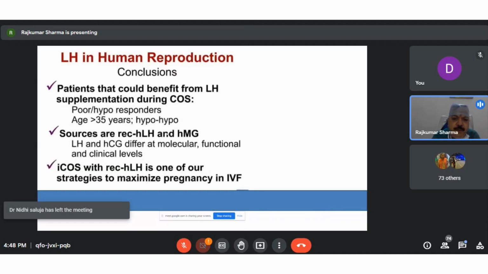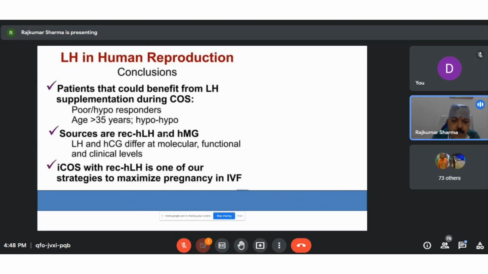So the patients who could benefit from LH supplementation during the stimulation are the poor or the hyper-responders, or patients who are more than 35 years, or patients who have hypogonadotropic hypogonadism. And what are the sources? Recombinant LH or the HMG.